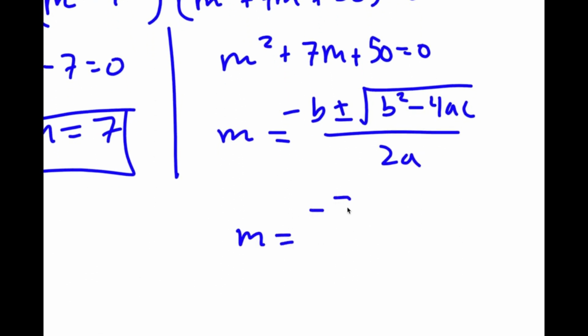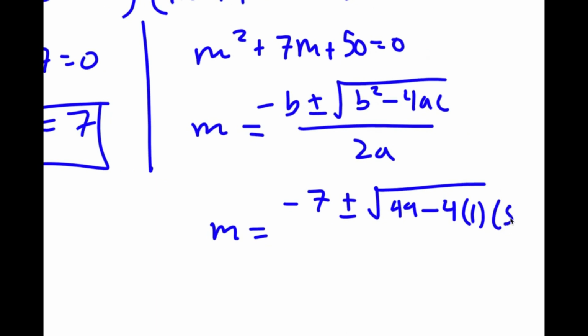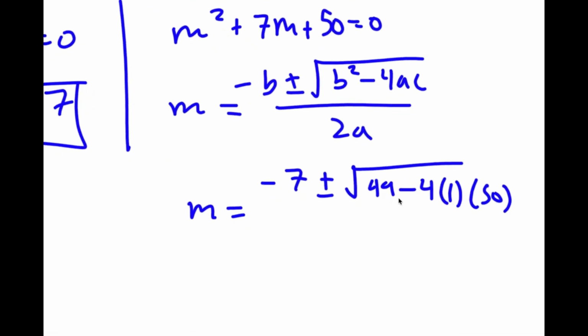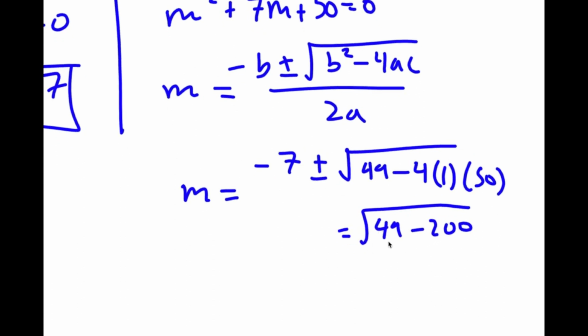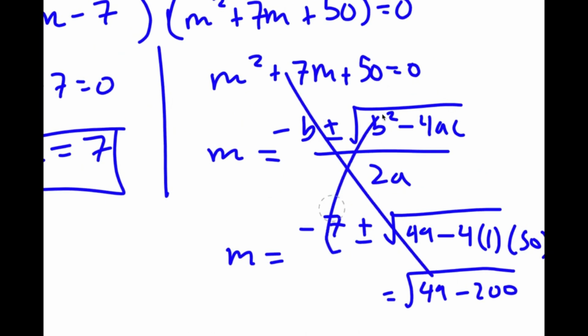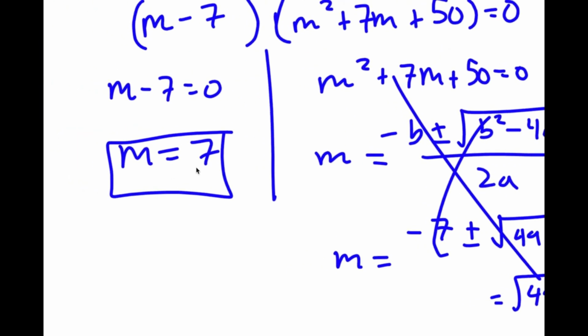So this is the same thing as negative 7 plus or minus the square root of 7 squared, which is 49, minus 4 times a, which is 1, times c, which is 50. And if you notice, this is the same thing as the square root of 49 minus 200, which is going to be a negative number, meaning this won't work, and my only solution is m equals 7.